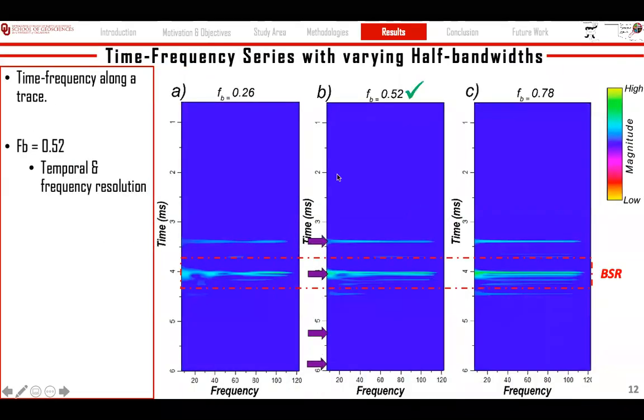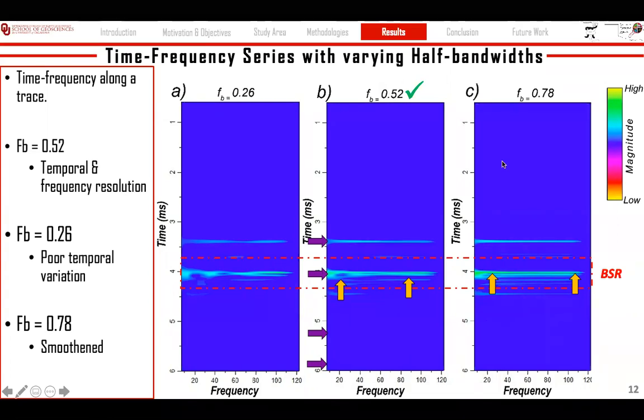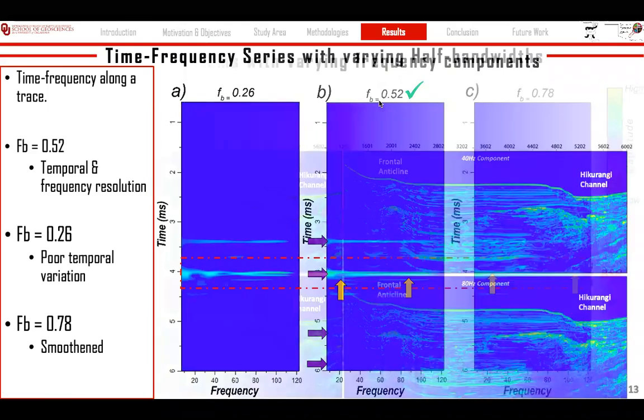As mentioned, we chose several different half bandwidths for computing our spectral decomposition components. We use a half bandwidth of 0.52, which gives us better resolution in frequency and time, as compared to 0.26, which gives us poor temporal variation, and the half bandwidth of 0.78 is too smoothed in the frequency axis. Therefore, out of all the options, we choose the half bandwidth of 0.52 for our spectral components.